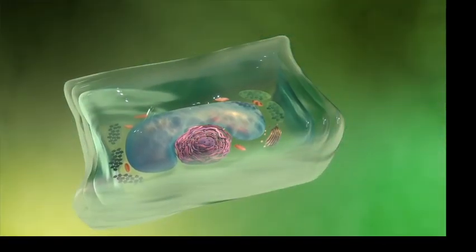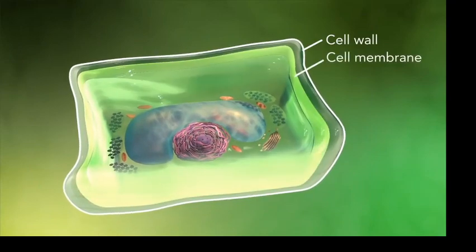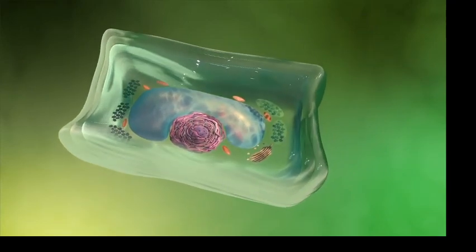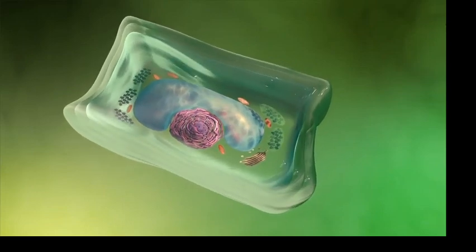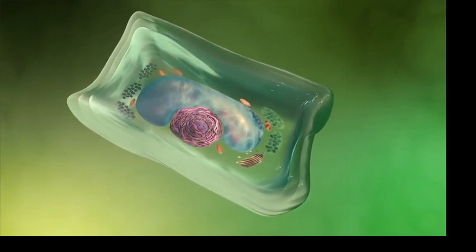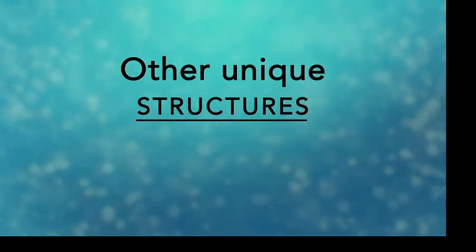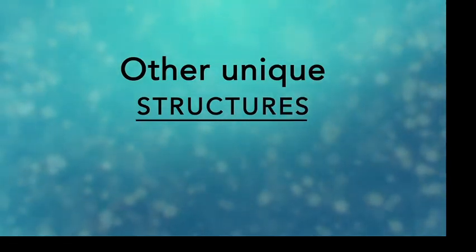Plant cells also have a cell wall outside of their cell membranes that shapes, supports, and protects the plant cell. Animal cells never have a cell wall. There are many other unique structures that only some cells have. Here are just a few.